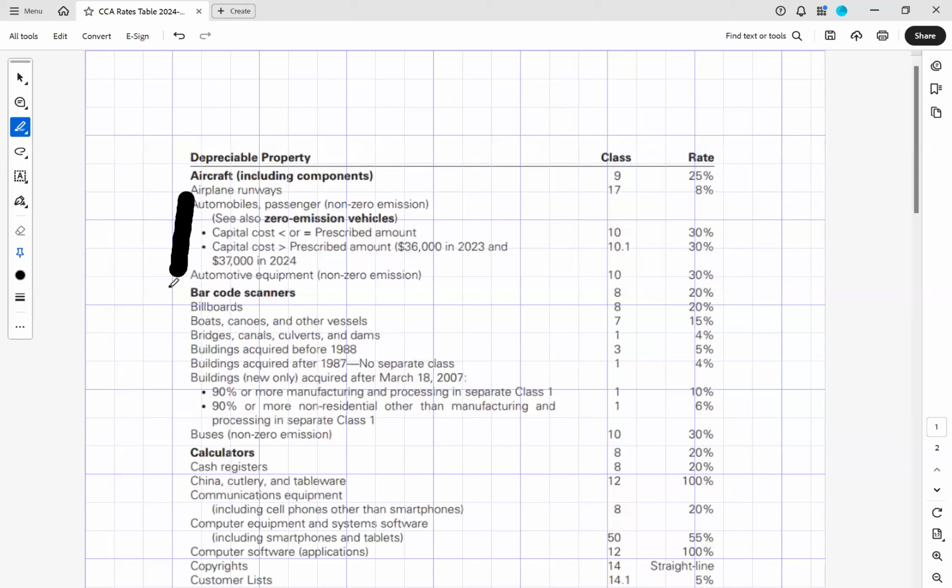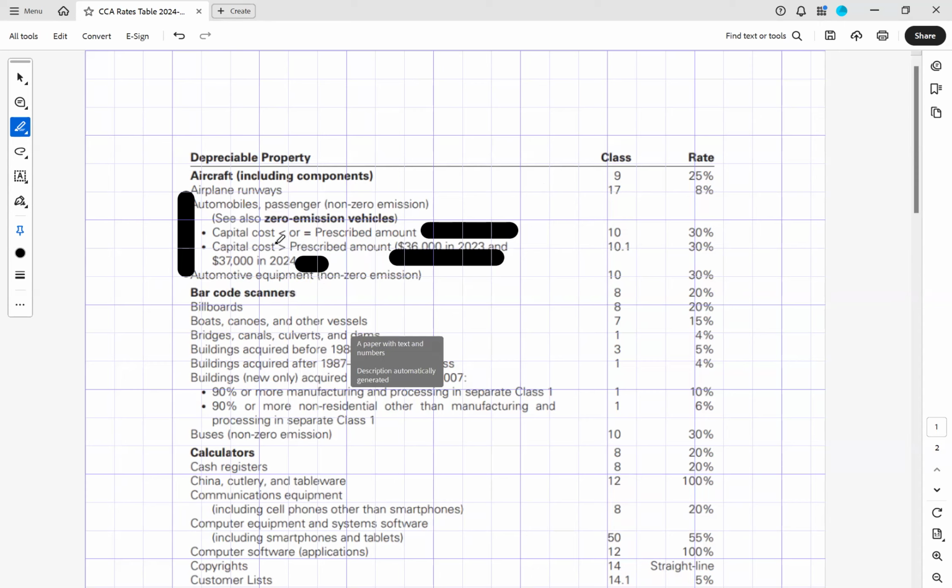And you'll see that class 10 is where the capital cost is less than or equal to a prescribed amount. The prescribed amount is given here. It's $36,000 in 2023, and then right below that, it's $37,000 in 2024. So what the government did was they set this prescribed amount for automobiles. And they're trying to discourage businesses from buying expensive automobiles to use in their business. So this prescribed amount is set by the government. 2023 was 36,000, 2024 was 37,000.